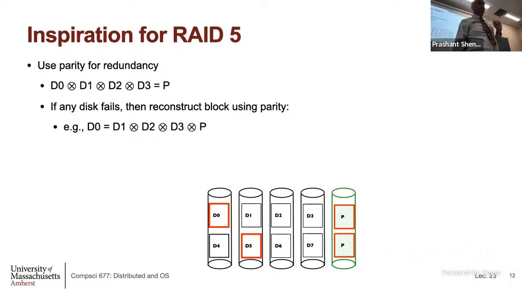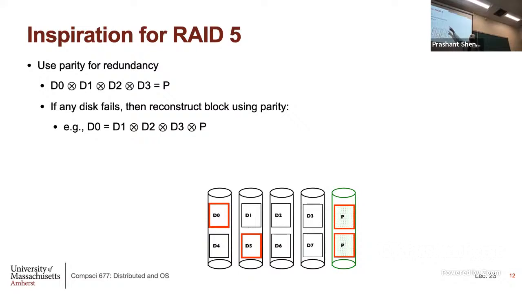Question: what if the parity block fails? In this case, RAID is designed to handle one failure at a time. If you want two failures, you need more complex schemes. Even with mirroring, the same question applies. You could ask, what if the main disk and the mirror fail? Data is lost. This is designed to withstand one disk failure at a time. If you have two disk failures, you need more complex coding schemes. These are the simplest ones.